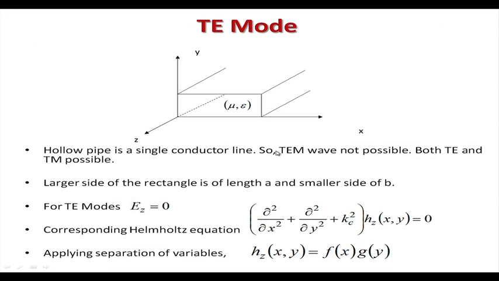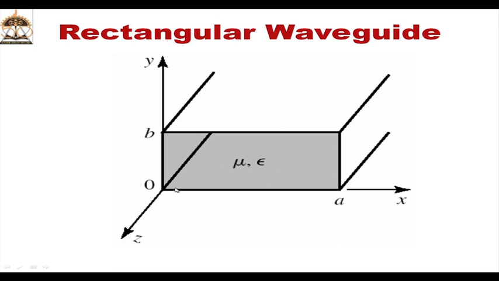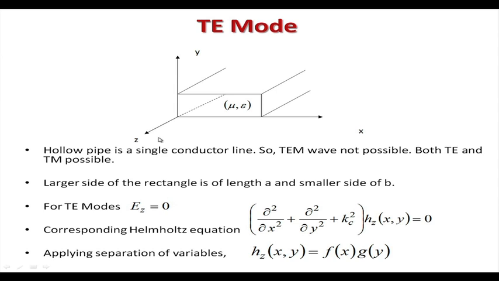Another thing is that our propagation direction is Z. So, this broad wall is directed in the x direction and the narrow wall is directed in the y direction.